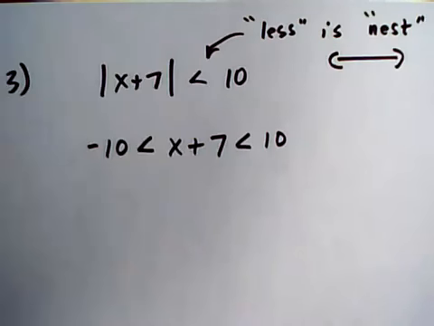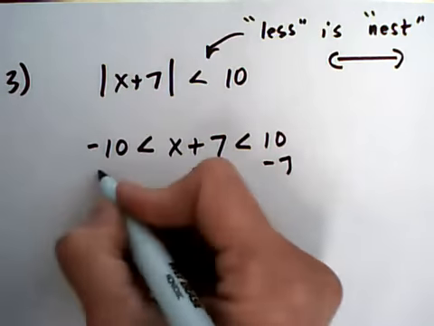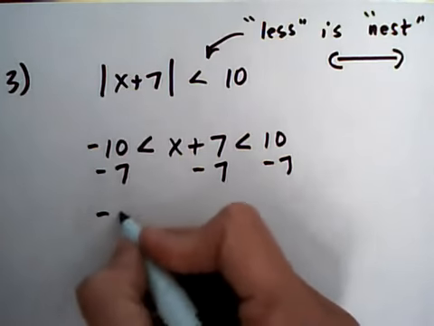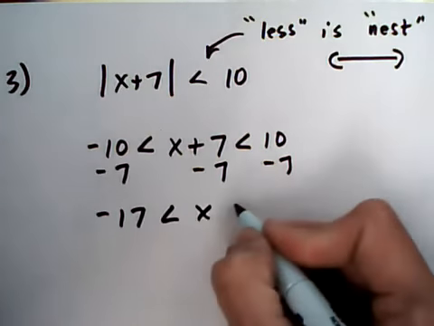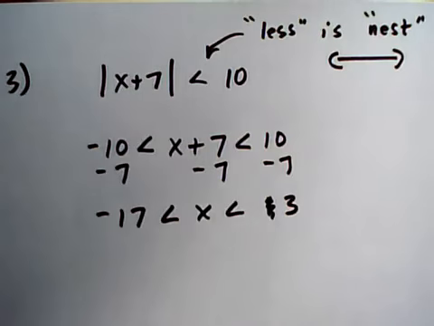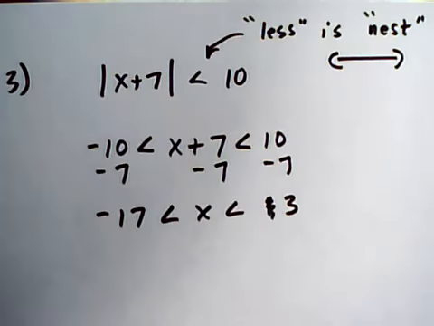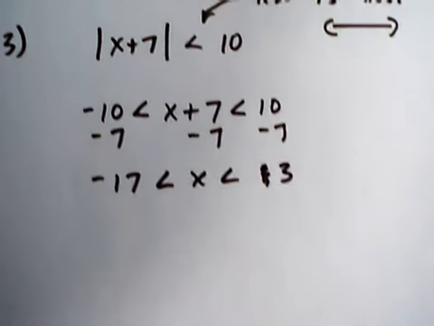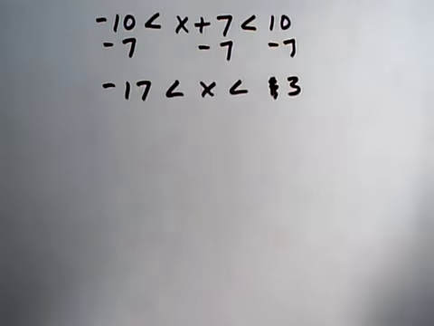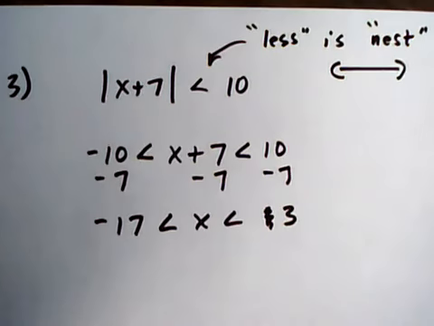And then we go ahead and solve the three-part inequality. Take away 7, take away 7, take away 7, minus 17, x, and 3. So x is greater than minus 17, less than 3. And let's take a look at the graph. And you'll see how it comes out to be this kind of a shape right up here.